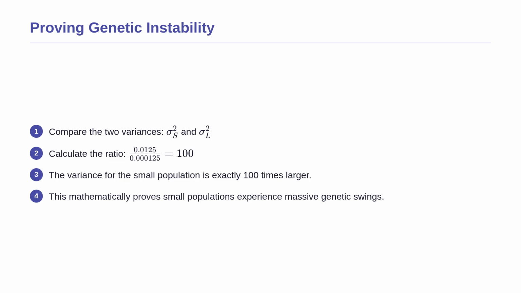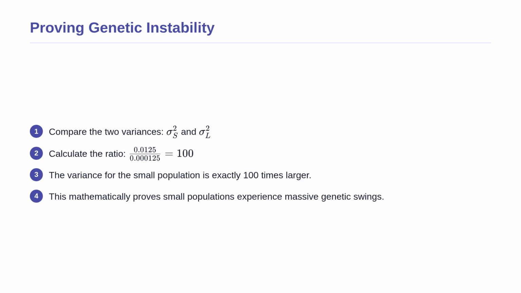So we have calculated the variances for both populations. This brings us to a crucial mathematical proof regarding genetic instability. By comparing the two resulting variances, we can mathematically prove why small populations are much more susceptible to random genetic changes.